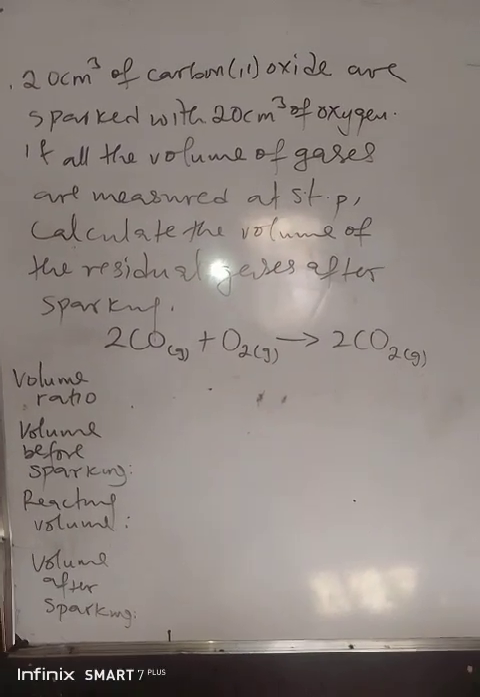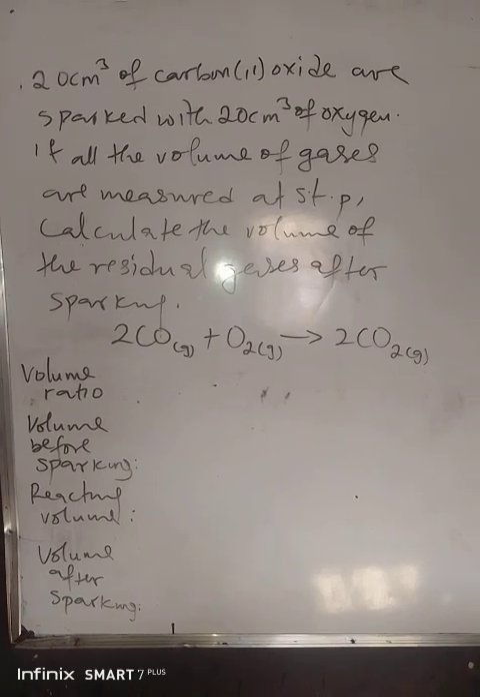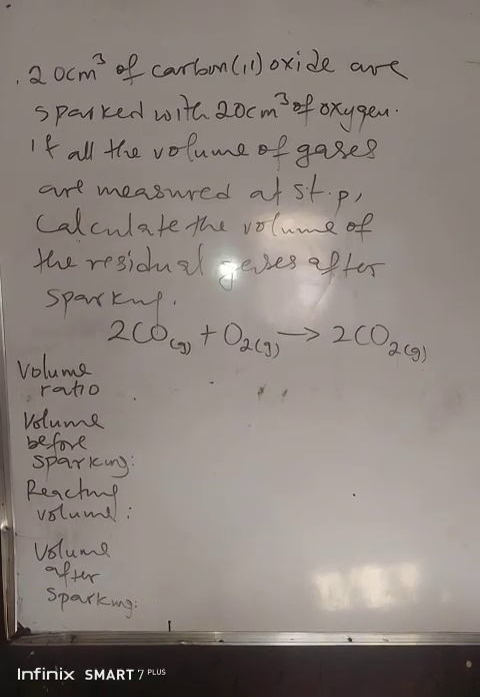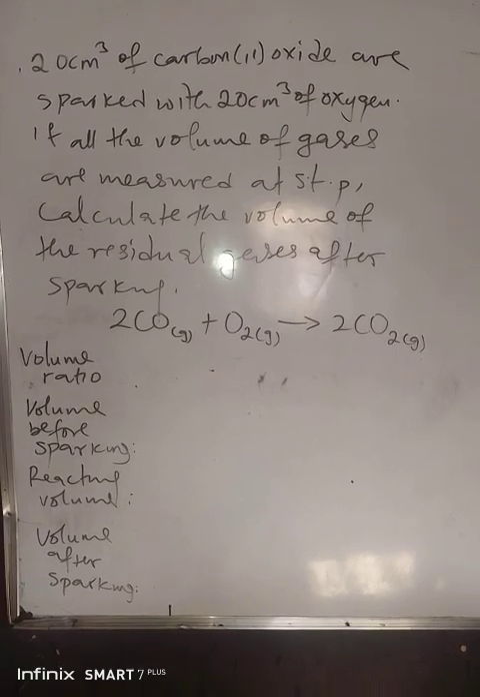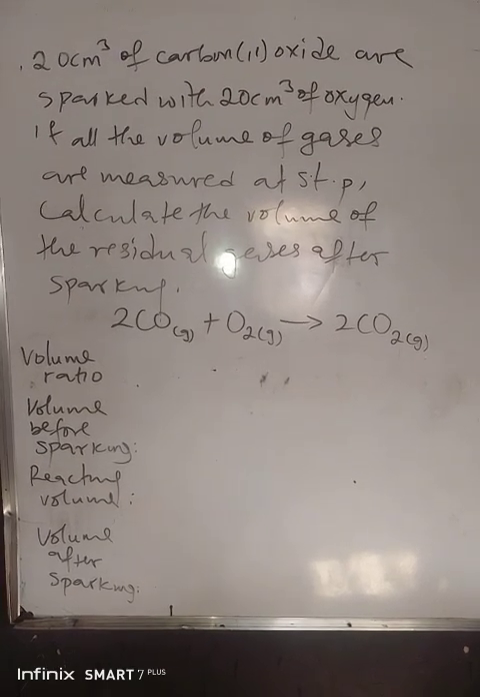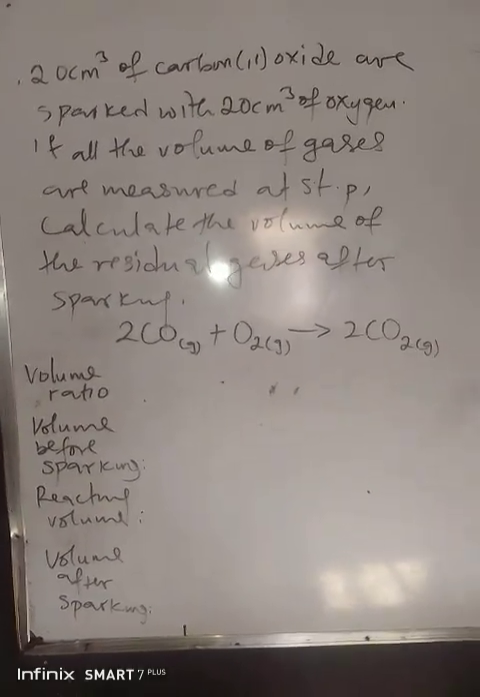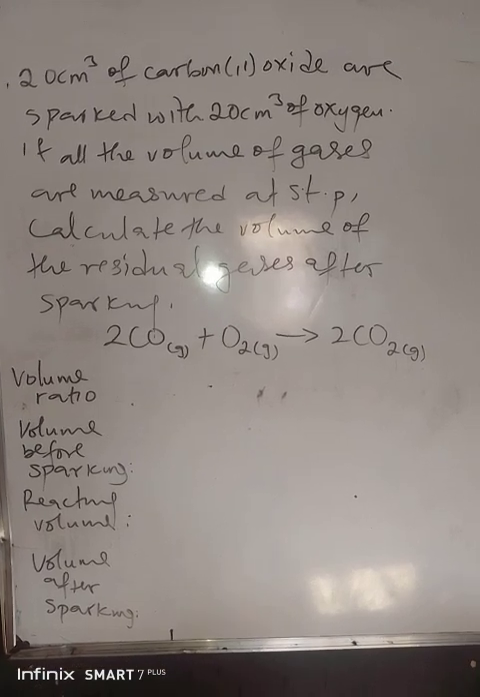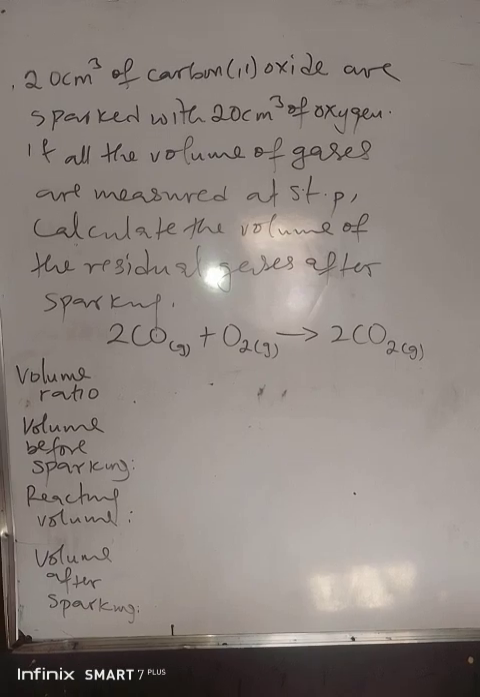This is another question on the Gay-Lussac law. They say 20 cm³ of carbon(II) oxide are sparked with 20 cm³ of oxygen. If all the volume of gases are measured at STP, calculate the volume of the residual gases after sparking. The formula for volume of residual gas is what? The volume of the product plus the volume of the unreacted gas.